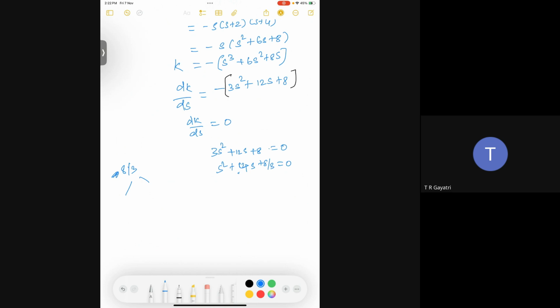If I split this 8 by 3 into 4, how can I get 4 out of this? I should get positive, right? So if I have to give 4, 12, 2 to 8 will come. Okay, let me just check with online. If you have a calculator, you can calculate.